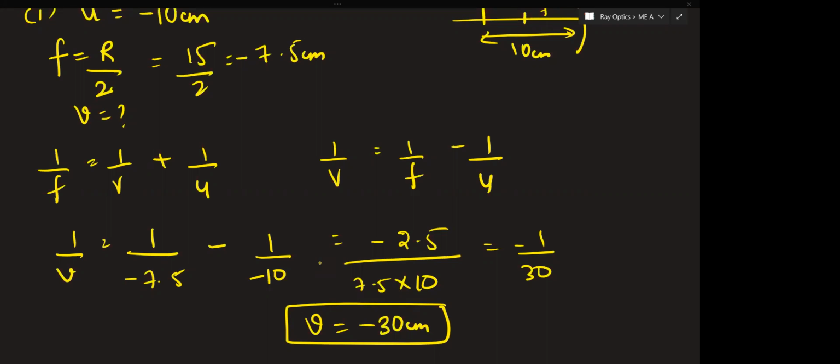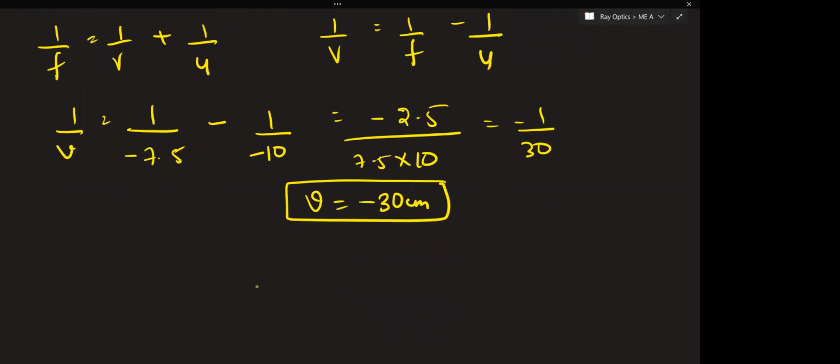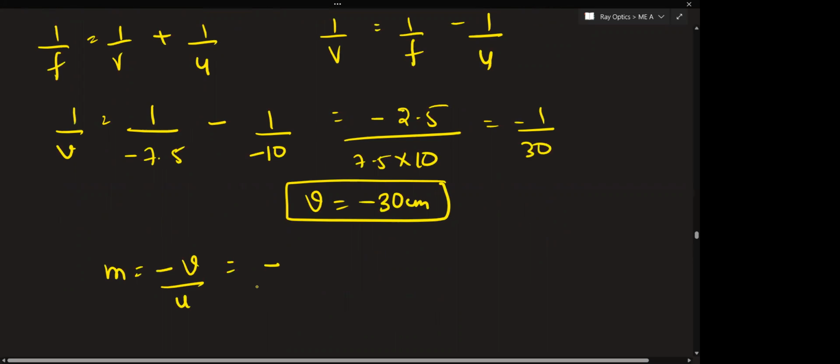Fine. This shows you that this image has been formed in front of the mirror. Now, if we calculate the magnification, simply use minus v by u. So minus v, here also you have to use sign convention. This minus is from the formula. Now putting v, I'll write minus 30.